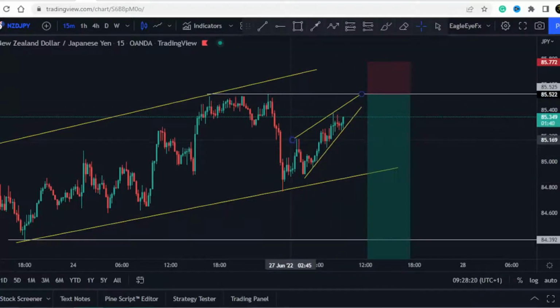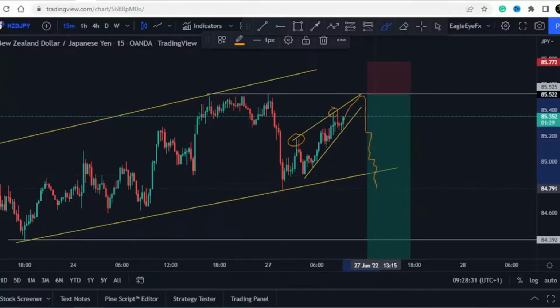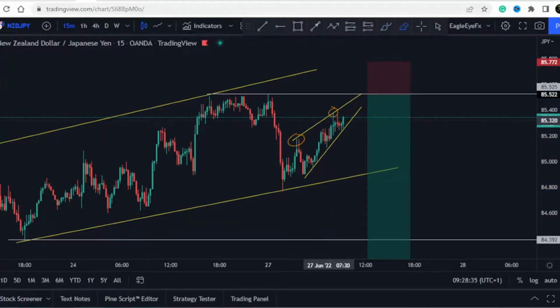So you can see that already also on the 15 minutes time frame. Yeah, we have a touch over here, we have another touch over here. So we're waiting for a third touch before we ride it to the downside. That's what I will actually be looking at on NZDJPY. All right.